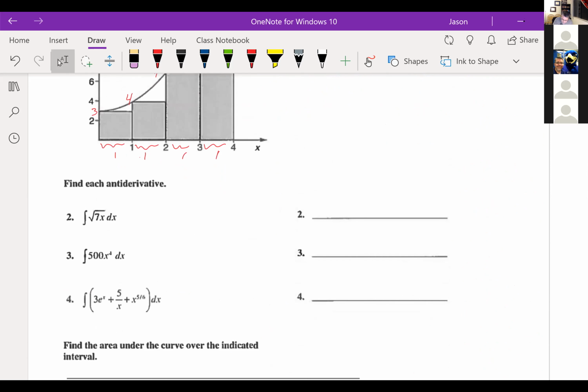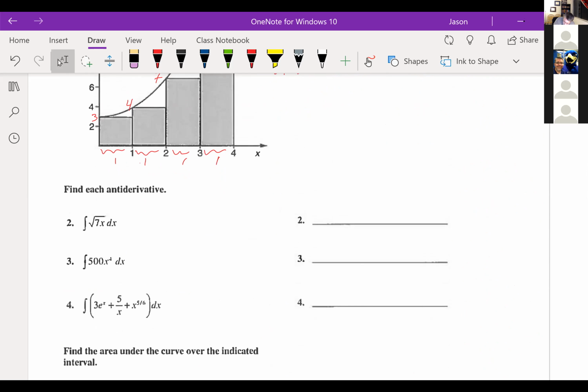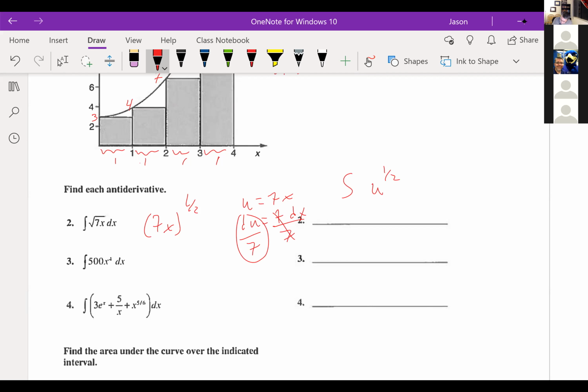Okay, so 2 is this one. Find the antiderivative of this. So we have 7x to the 1/2 power, right? So we want to raise that. Well, we could do a u sub on this. So u is equal to 7x. du is equal to 7 dx. Divide by 7, and we get du over 7 is equal to dx. So this is going to be the integral of u to the 1/2 times du over 7.